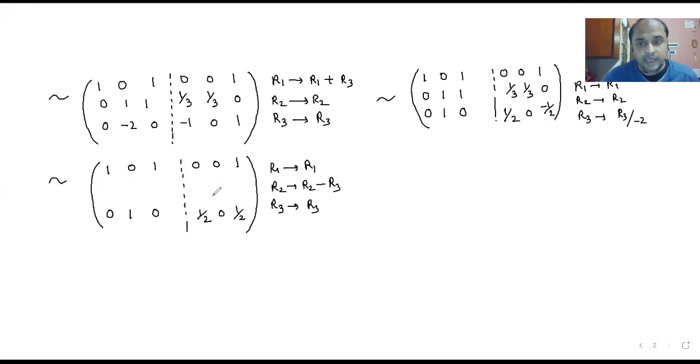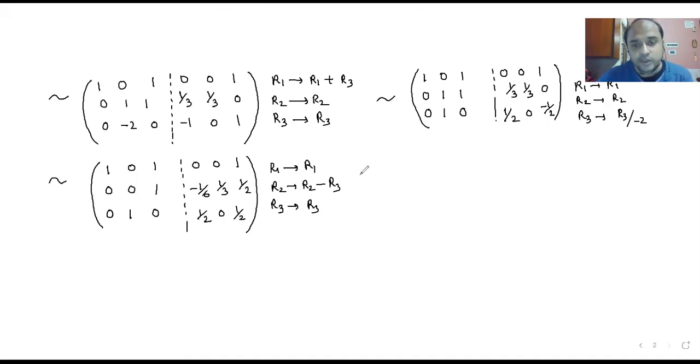And the elements of R3 will be subtracted from elements of R2 here to make the elements of R2 changed. So we get 0 minus 0, that is 0, 1 minus 1, that is 0, 1 minus 0, that is 1, and 1/3 minus half, that is -1/6, and 1/3 minus 0, that is 1/3, and 0 minus half, that is +half. Okay. Now you can interchange between R2 and R3.